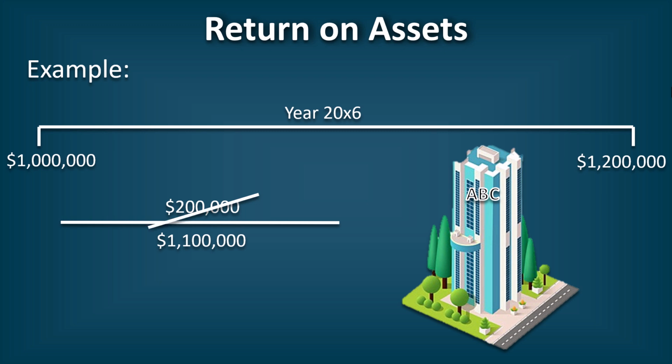Net profit, $200,000, divided by average total assets, $1.1 million, equals 0.1818. When we multiply by 100 to express it as a percentage, we get 18.18%. So, the return on assets in this example is 18.18%.